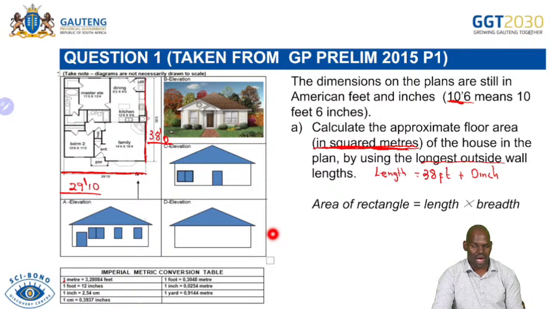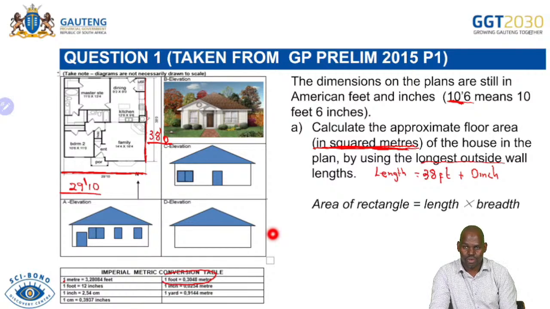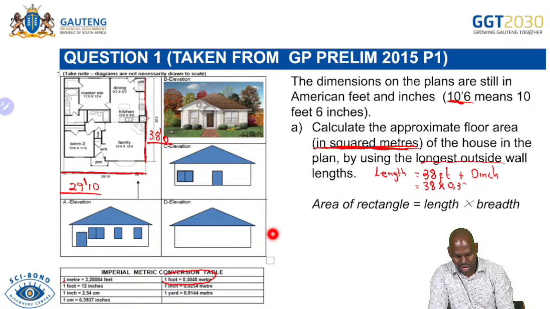Okay, now we have to look at these conversion factors. Which one will be helpful in this case? Now, we want this 38 feet to be in meters. If you look at the conversion factor there, we can use that conversion factor. How do we convert from foot to meters? Then we can multiply by 0,3048. So this one we can say 38 multiplied by 0.3048.